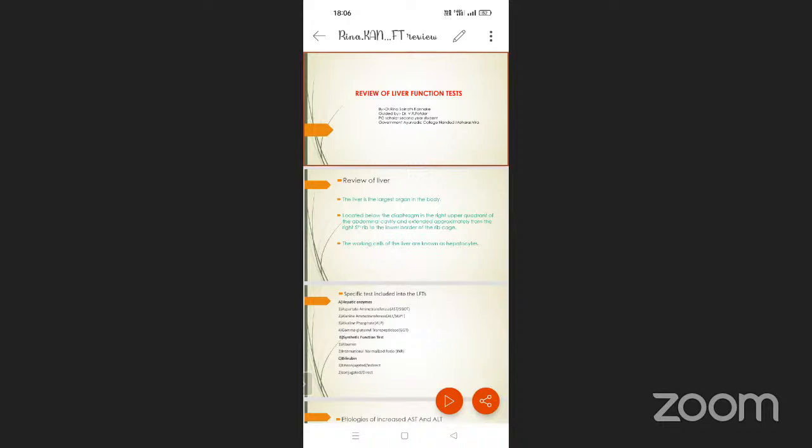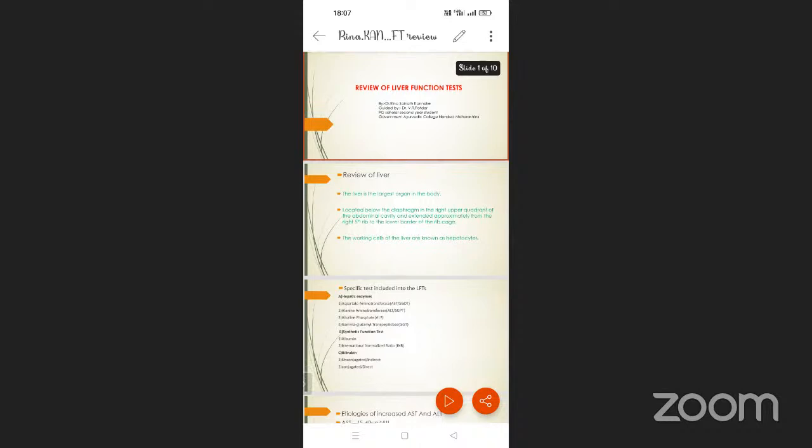Good evening to all of you. My name is Dr. Reena Sainath Kannake. I am a PG scholar in the Nidan Department. Today I am presenting a paper on the topic of review of liver function tests. So first, a review of the liver.